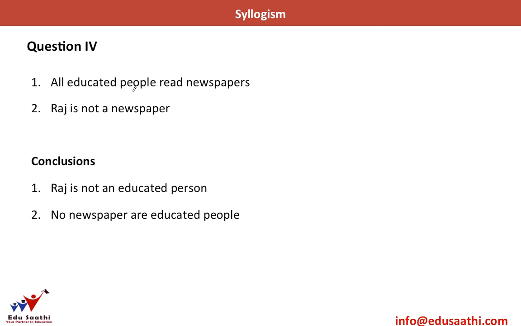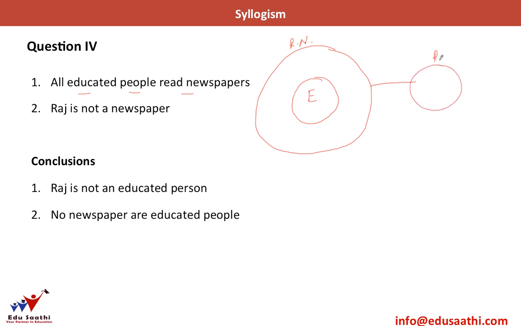So the next question here is all educated people read newspapers. So if I have an educated people circle here, then I'll have a bigger circle for reading newspapers. Then I have Raj is not a newspaper. So I draw this line to show that there is no connection between Raj and a newspaper.